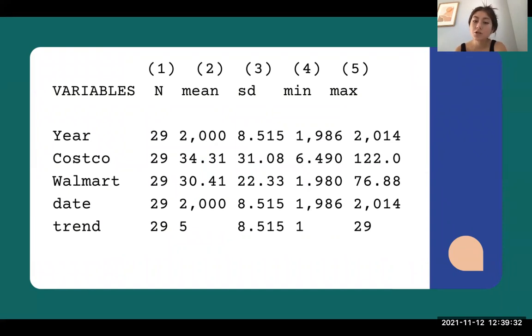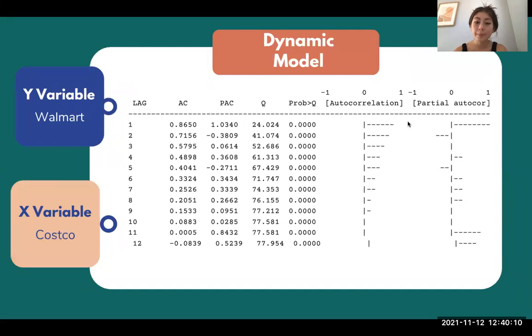Moving over to the standard deviations, the standard deviation is a measure of the amount of variation or dispersion of a set of values. A low standard deviation indicates that the values tend to be closer to the mean of the set, while a high standard deviation indicates that the values are spread out over a wider range. Costco has a much higher standard deviation in comparison to Walmart, which means Costco's values are spread out over a much wider range and not as close to the mean. And lastly, the min and max just show the minimum and maximum values for the given variables. Costco has the highest max at 122, and Walmart has the lowest min at 1.98.